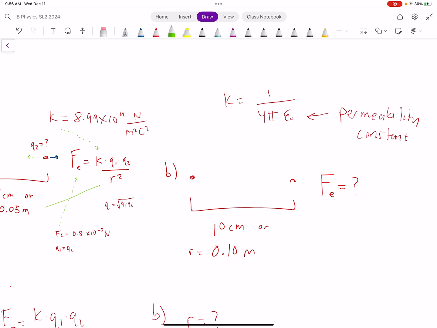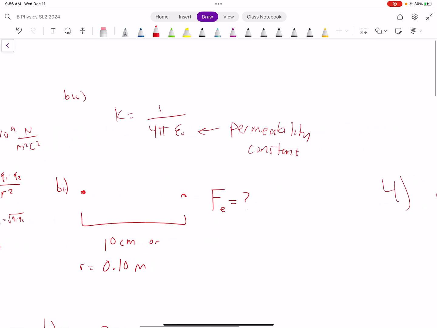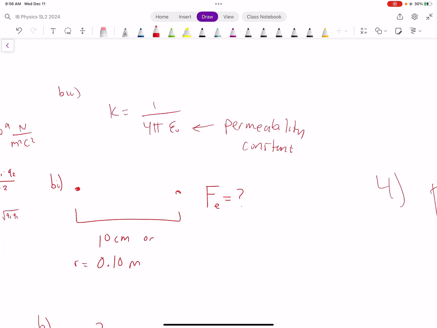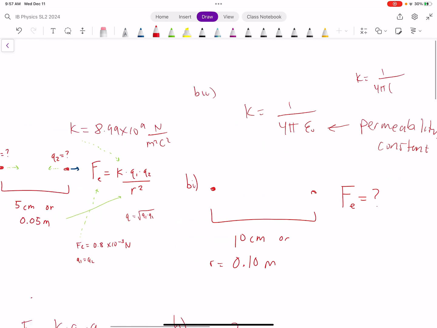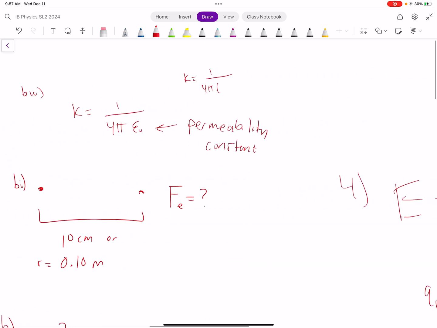So this would be part B2. This is part B1. You're going to calculate a new K constant, so we're going to put in the number. What's the number? 1.8 times 10 to the negative 11. Here, I'll just write it over here: 1/4 pi times, I already forgot the number, it is 1.8 times 10 to the negative 11.